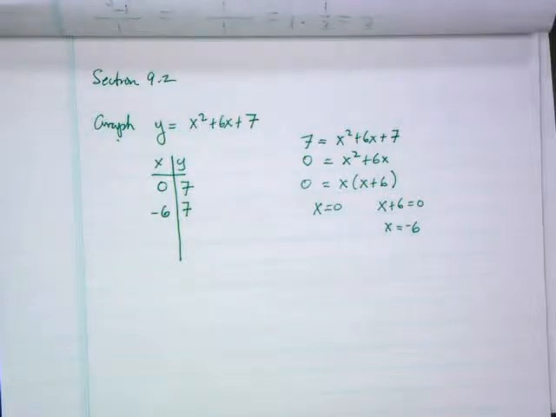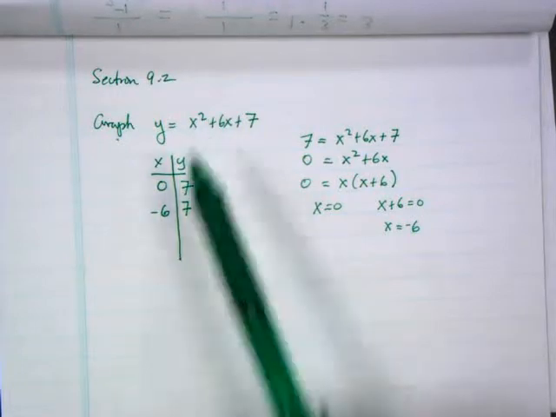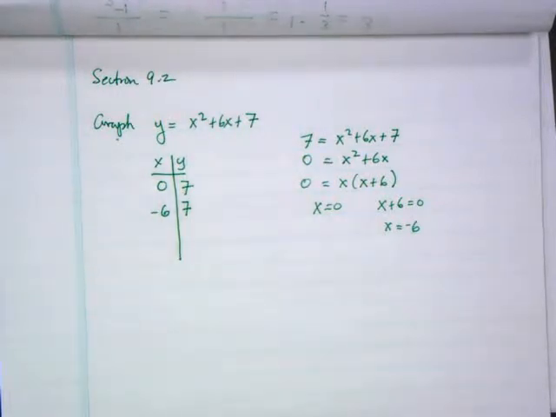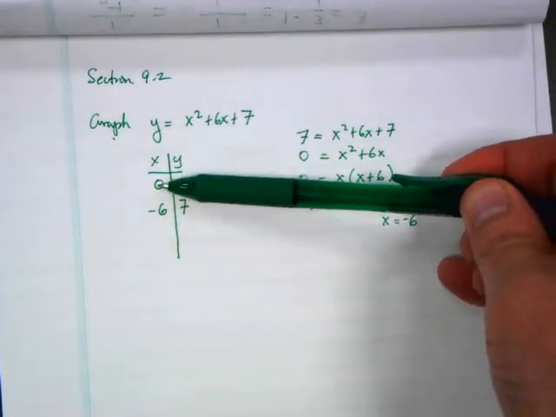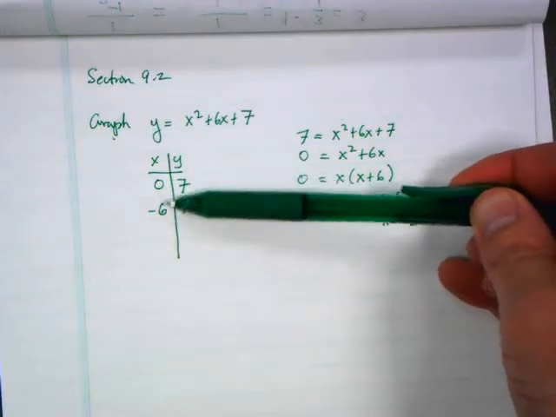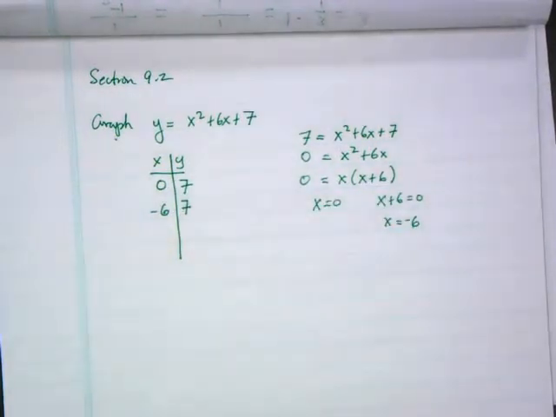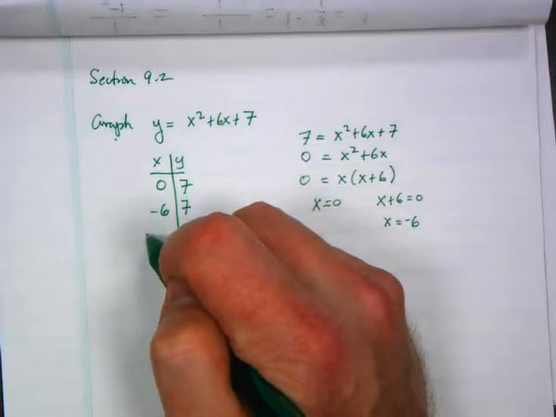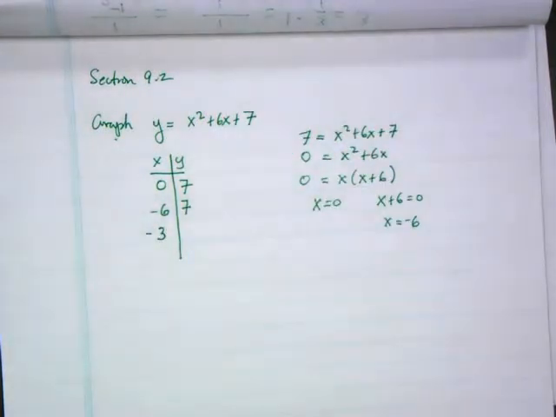Now, the most important point on this graph has a name because it's got an x squared. It's called a parabola. The most important point on this graph is the vertex. How do we now find the vertex? It's halfway in between these 2 numbers. So what's halfway in between 0 and negative 6? Negative 3. So our vertex is going to happen at negative 3.